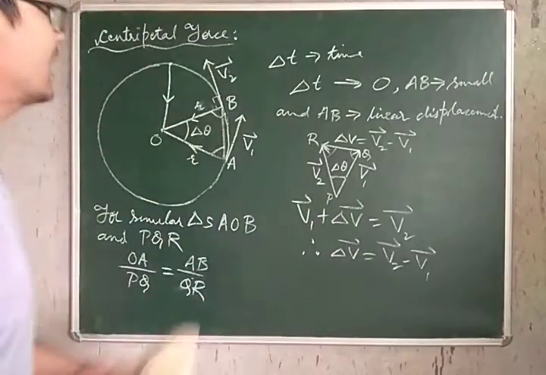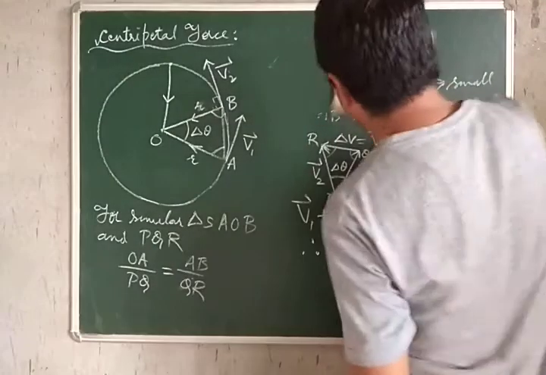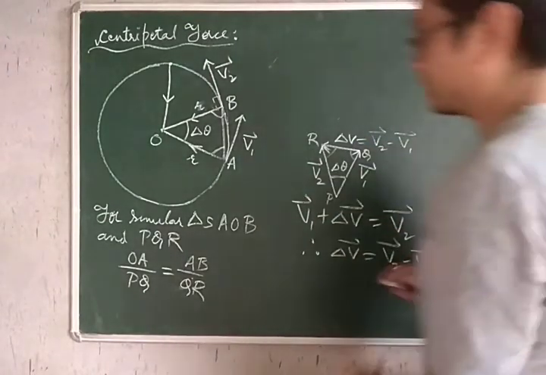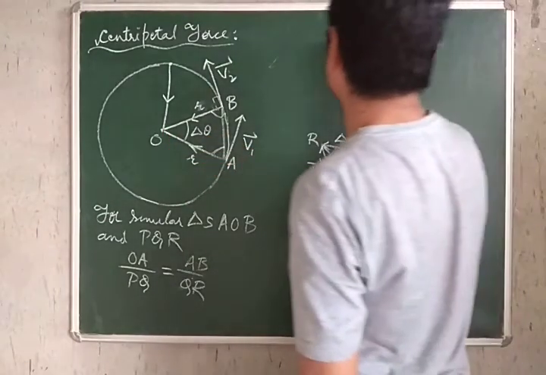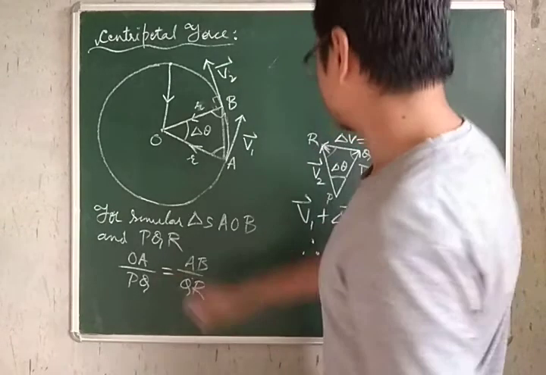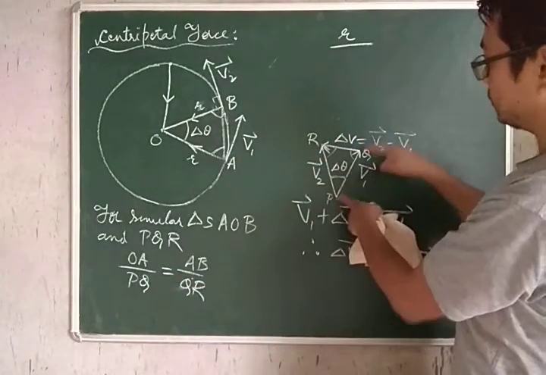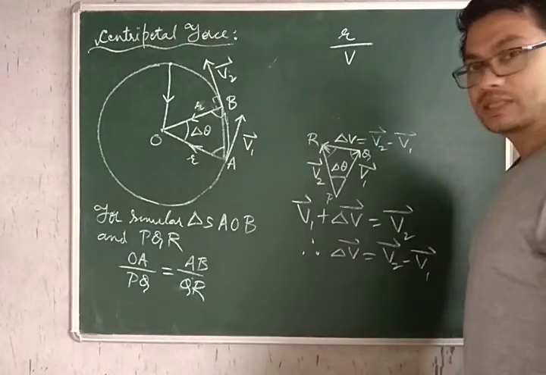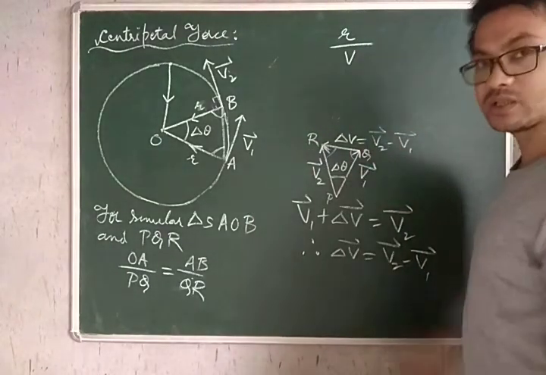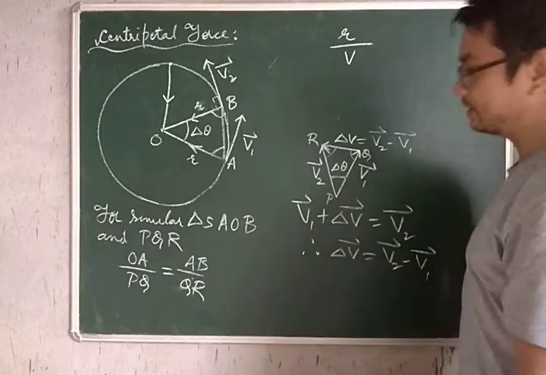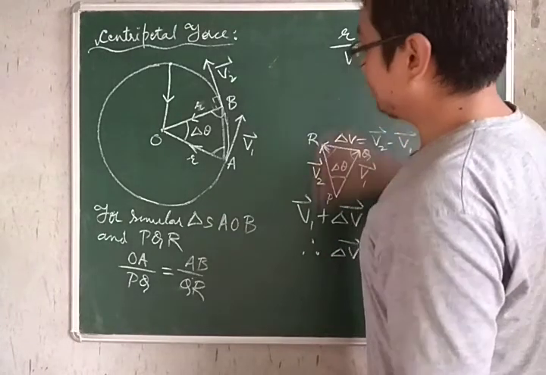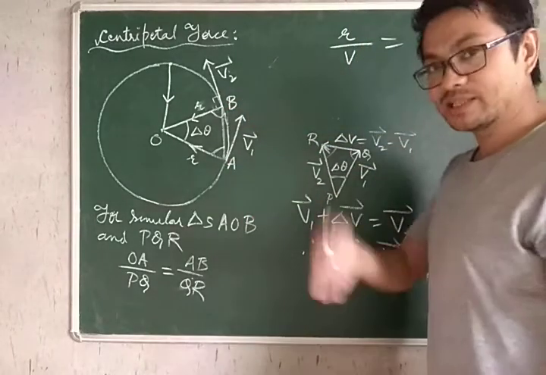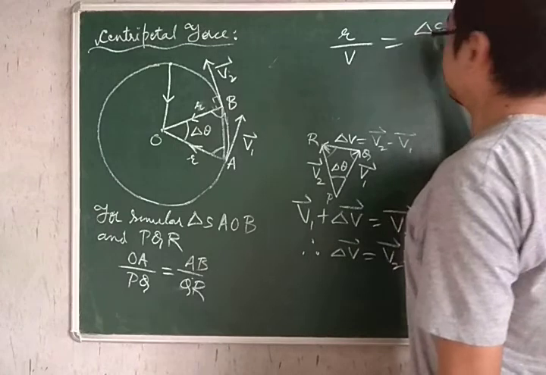Which side should I erase? Let me erase this part. So from there I can write OA. What is OA? OA is the radius R, divided by what is PQ? PQ is the magnitude of the velocity, V. It's the length after all. Which is equal to AB. What is AB now? AB is the linear displacement delta S.